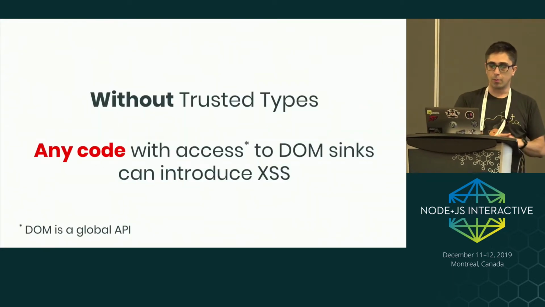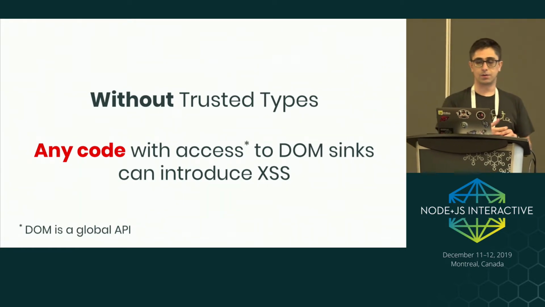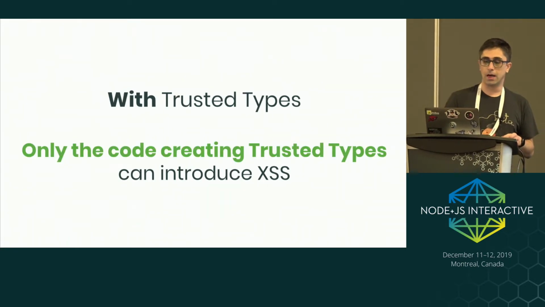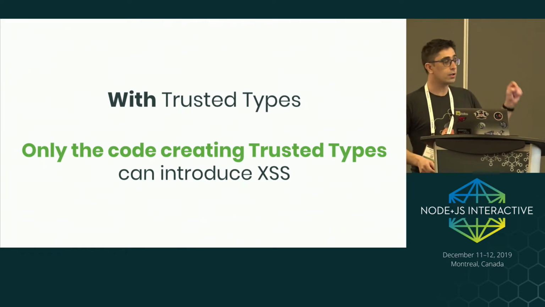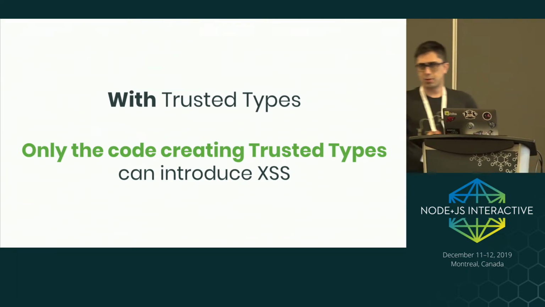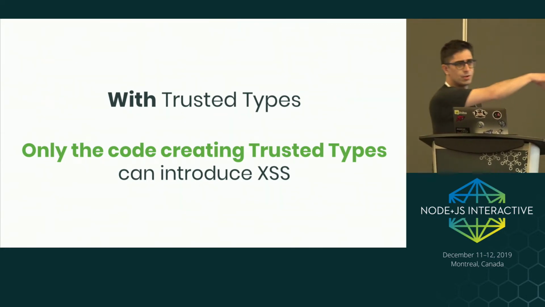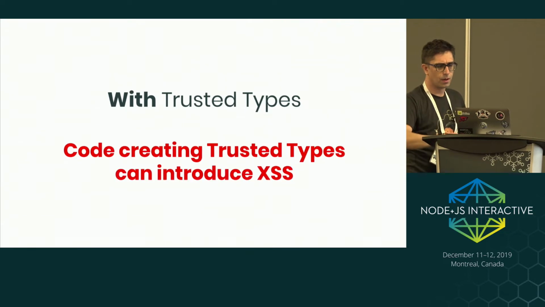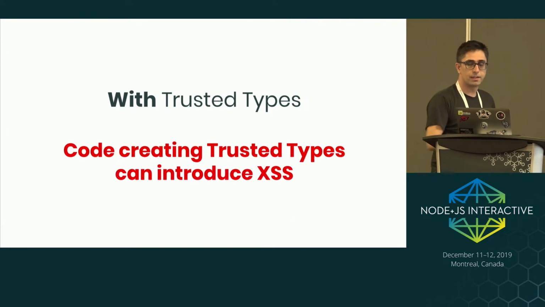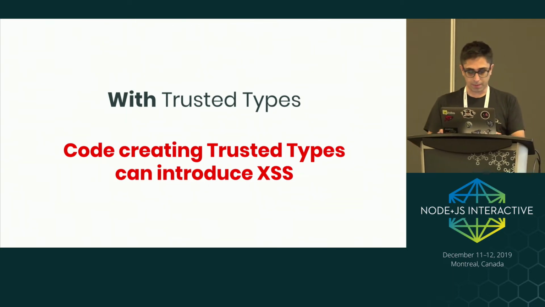So to go back to the example that Mike showed, without trusted types, any code with access to DOM strings can introduce XSS. However, with trusted types, only the code that creates trusted types can introduce XSS, which is a nice property. But then again, I am a security engineer, right? And the way I am reading this statement is slightly different. I'm saying code creating trusted types can introduce XSS. That's a bad thing. I mean, I don't want XSS. So what can we do about it?